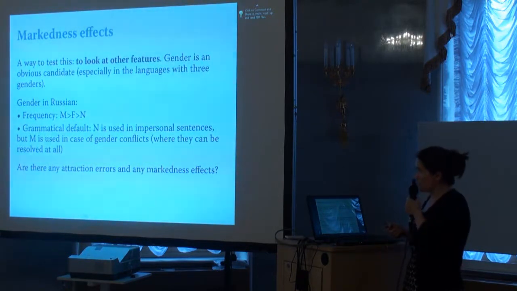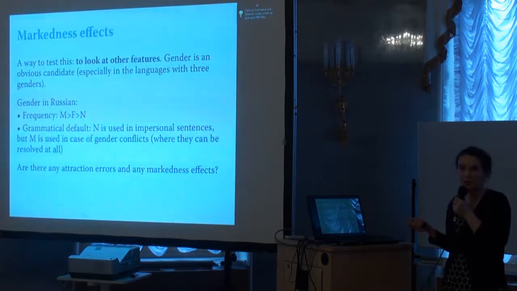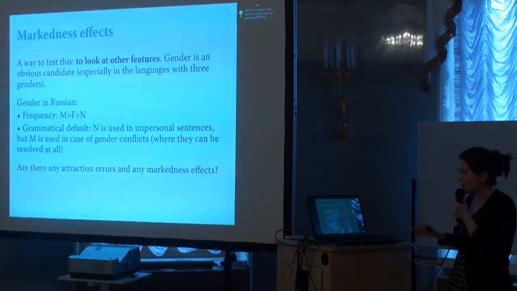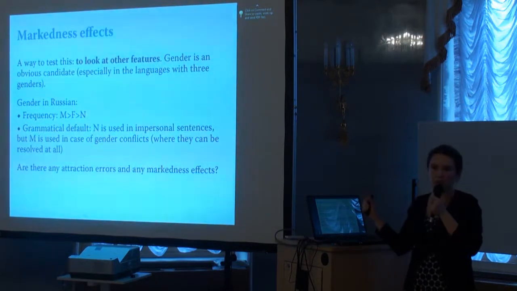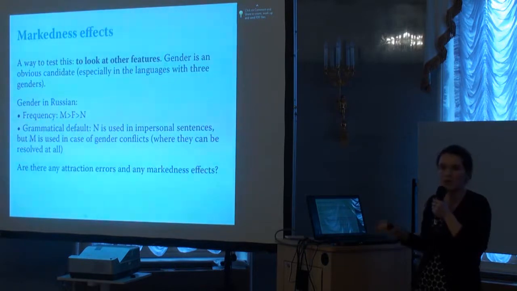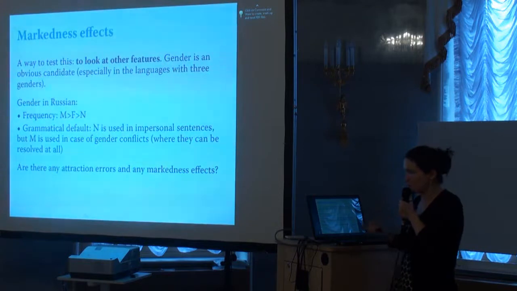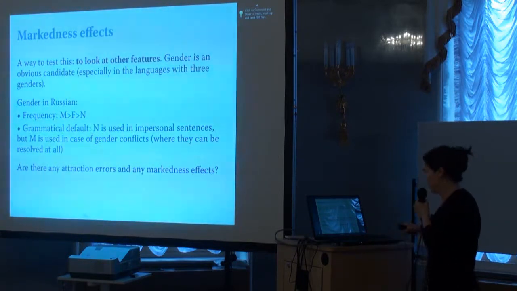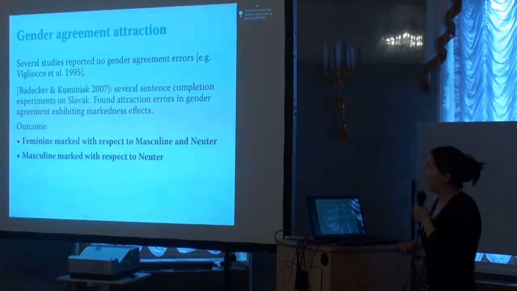So the first question would be to ask whether there are any attraction errors in this situation at all. Maybe if singular is 0 and plural is something, you get agreement attraction, and maybe if all 3 genders are some non-zero features, we will not have any agreement attraction at all. And the second question, if there is agreement attraction, are there any markedness effects? So are there any studies on gender out there?